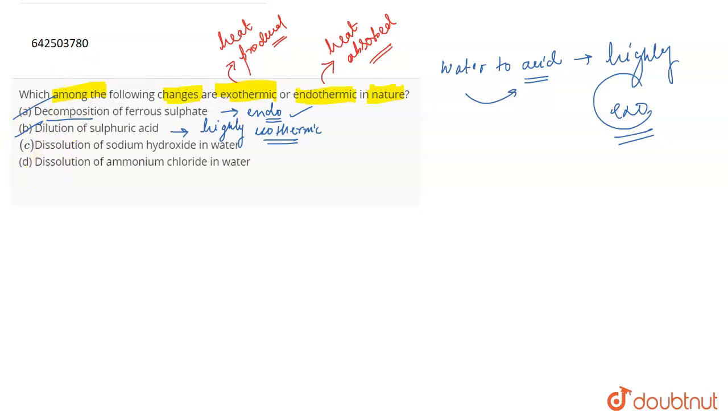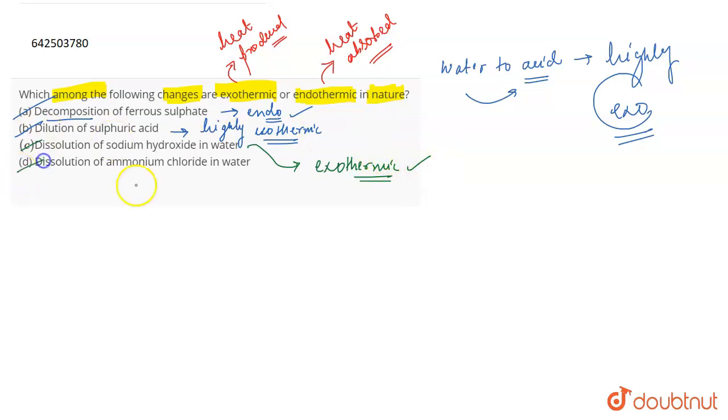Now the third part, the C part, says dissolution of sodium hydroxide in water. Dissolution of sodium hydroxide in water is again an exothermic reaction. If you mix the pellets of sodium hydroxide in water, you observe that the beaker becomes hot, which means that heat is released during this reaction. That is why it is exothermic, because heat is produced, or released, or evolved.